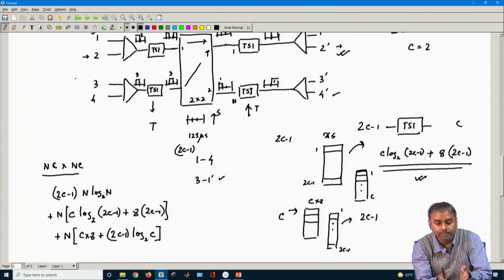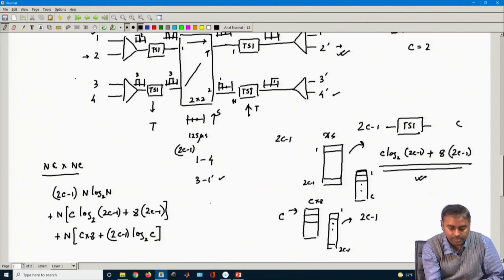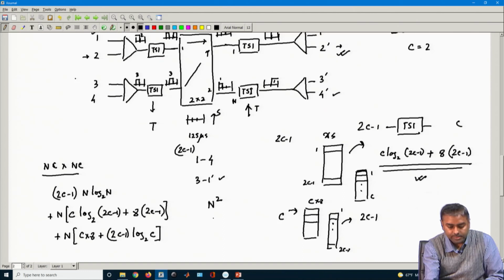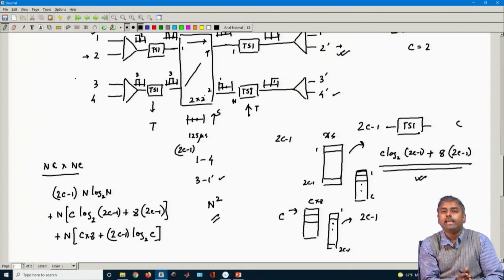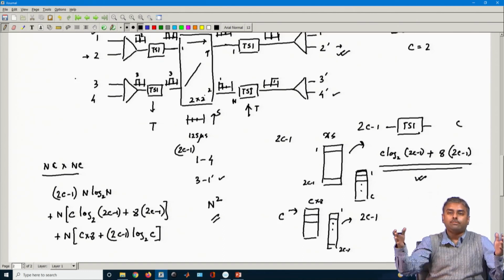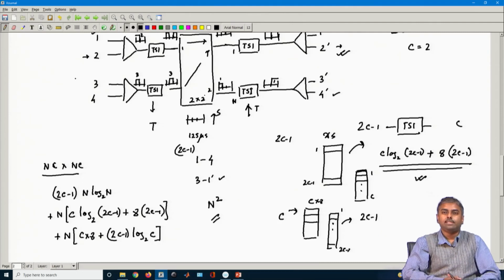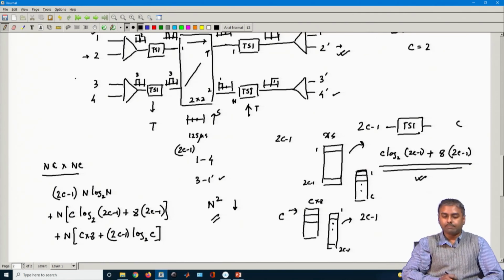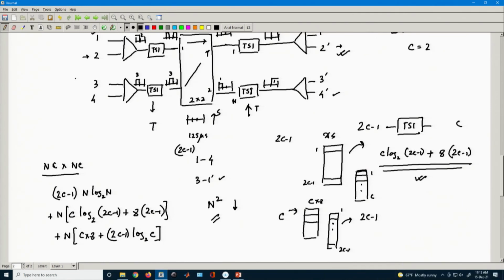If I do not do any multi-stage in the middle stage also, it will be n square, that is the requirement. I can further reduce it if this space switch, again I do a 3 stage or 5 stage or 7 stage, 9 stage switching, then this will be reduced further. So, that is something I will be able to do. This is possible, and this is something which we can also do.